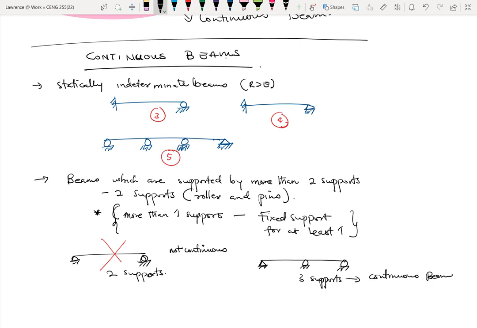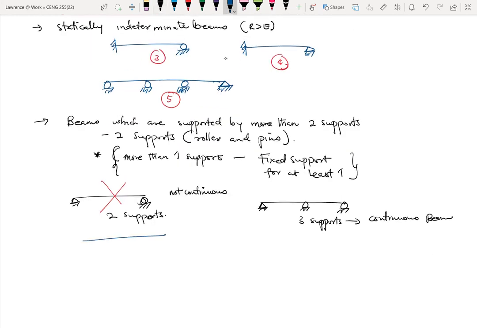Now for the asterisk component, if I have this, this is a cantilever, so only one fixed support. So again, this is not continuous. But what if I take this beam and then I add another support?